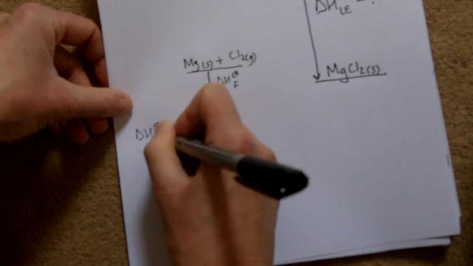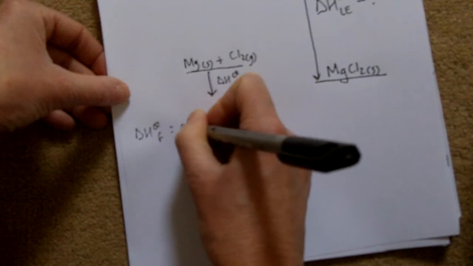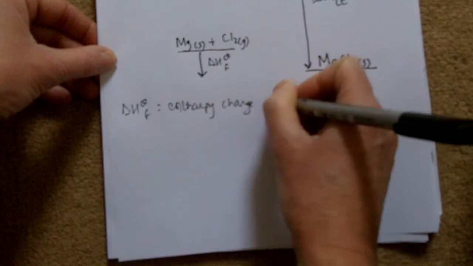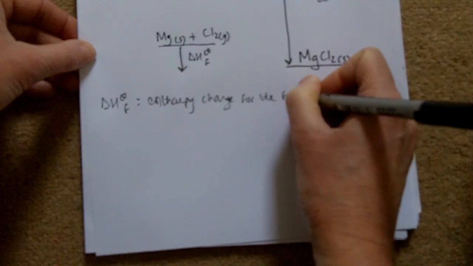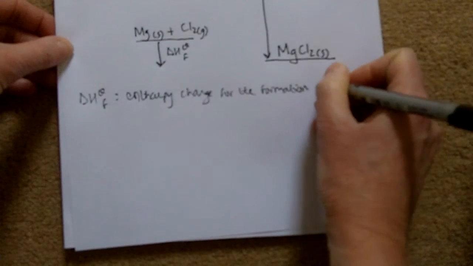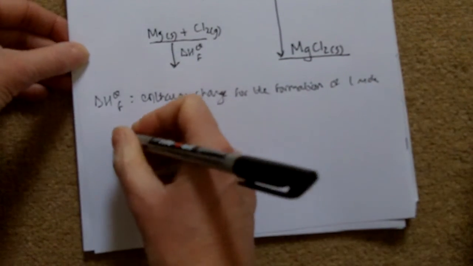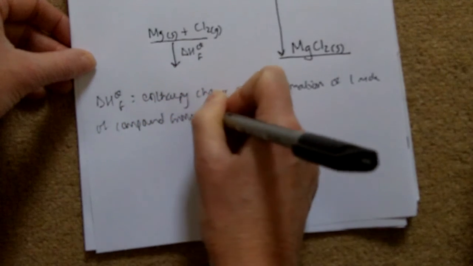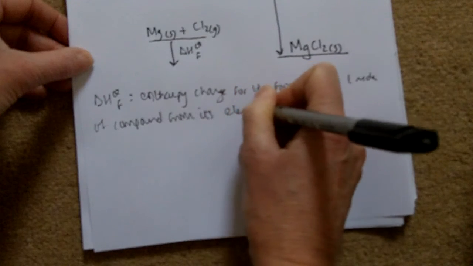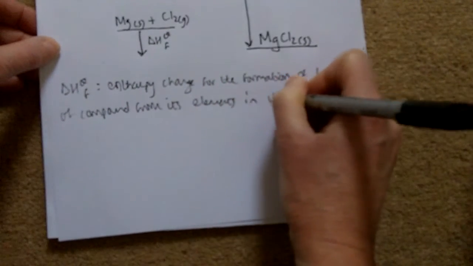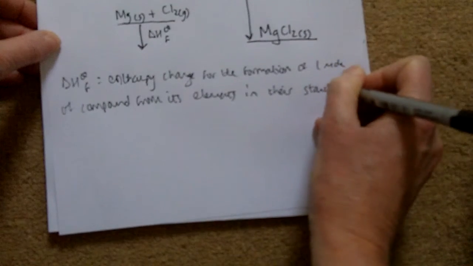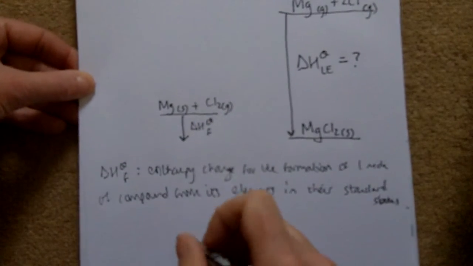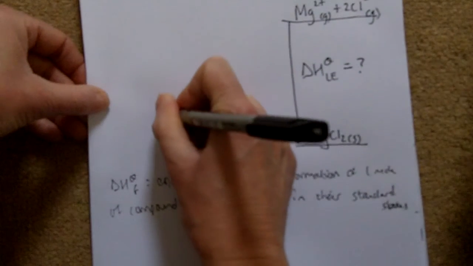Let's quickly write this down. Formation is the enthalpy change for the formation of 1 mole of compound from its elements in their standard states. Sorry, my writing is terrible. Okay, and that is formation. You can always look these definitions up. Then what we're going to do is go one step at a time.